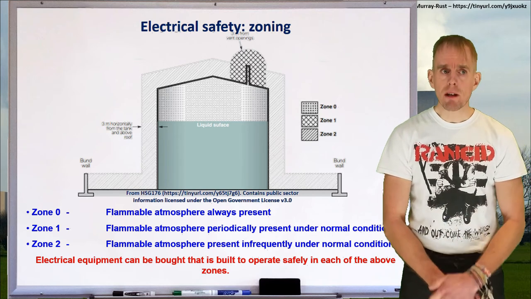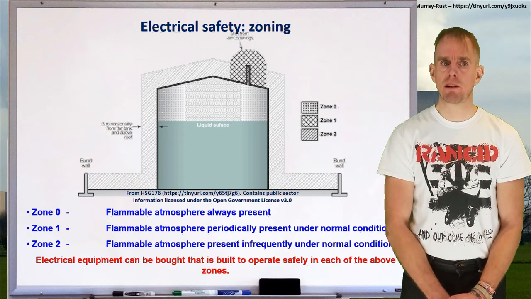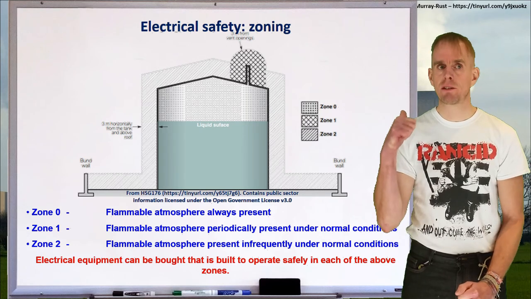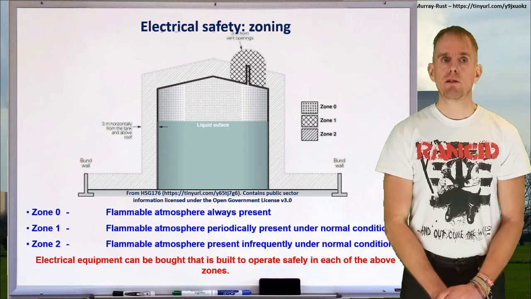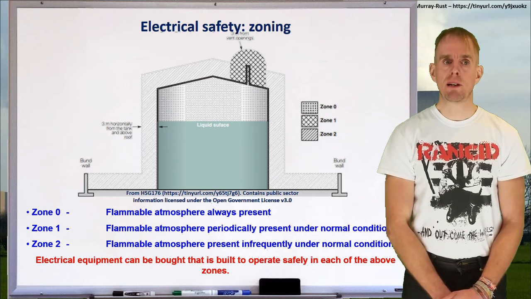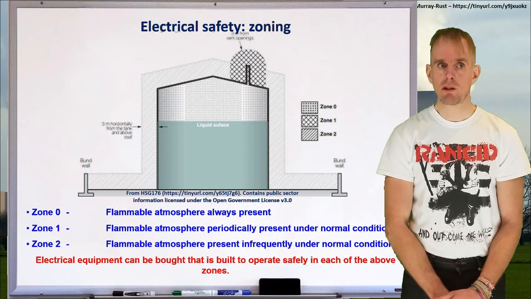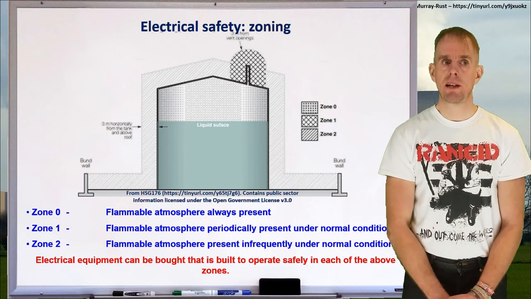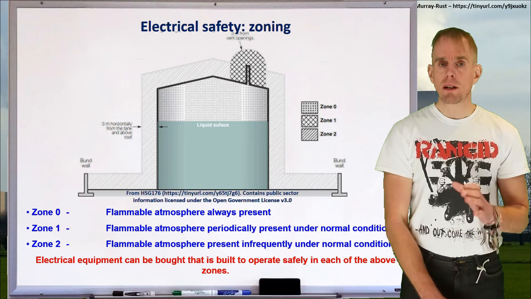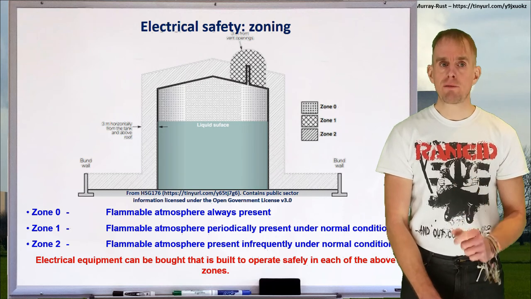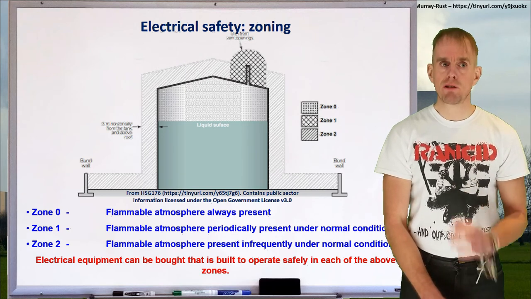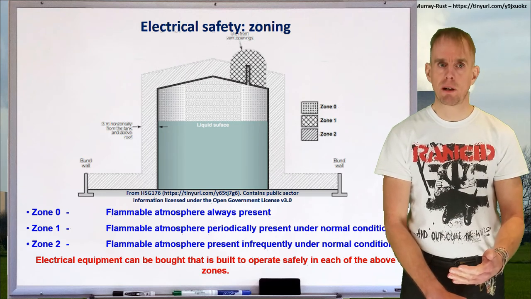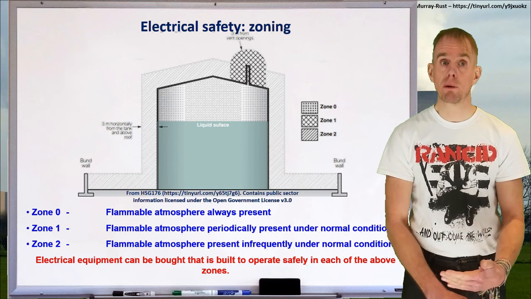Zone one is where you have a flammable atmosphere periodically present under normal conditions, and that is the hatched area, and we can see the hatched area is around the tank vent. Zone 2 is where a flammable atmosphere is present infrequently under normal conditions, and that is just generally around the whole tank area and within the bunded area. So electrical equipment can be bought to operate safely in each of these three zones, but zone 0 equipment is much, much, much more expensive because it's built to a higher standard than, say, for example, zone 2 equipment.